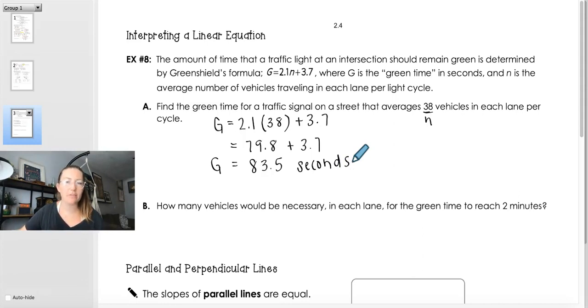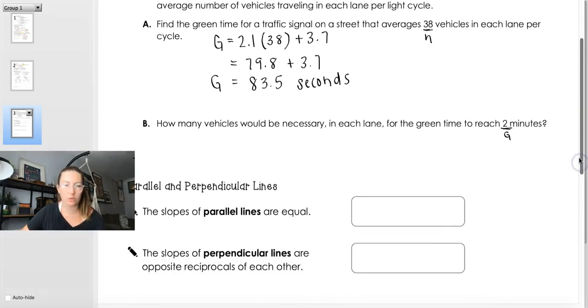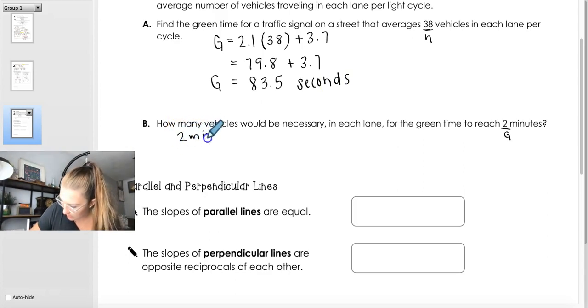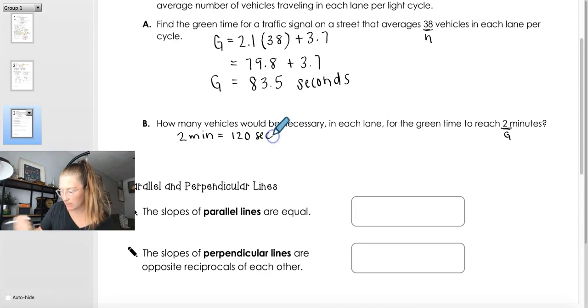All right, next one. How many vehicles would be necessary in each lane for the green time to reach 2 minutes? So now I'm given green time. 2 minutes is my green time, and we're going to figure out how many vehicles I need to have a whole 2 minutes. First, since our green time is in seconds, step 1, we need to take our 2 minutes and put that into seconds. We know there's 60 seconds in 1 minute, so 60 times 2 is 120 seconds.